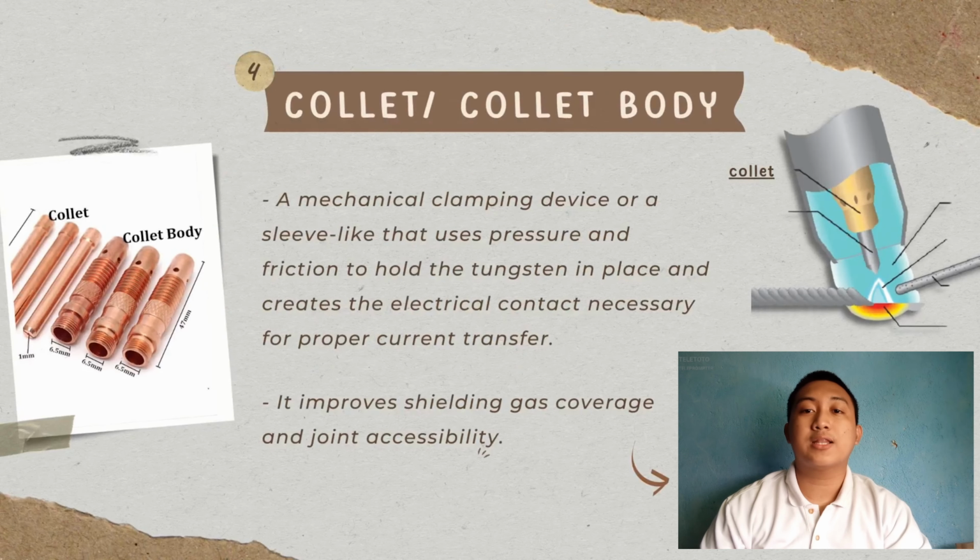I'm Macho Cadiao and we'll tackle the next component. It is what we call the collet body, a mechanical clamping device or sleeve that uses pressure and friction to hold the tungsten in place and creates the electrical contact necessary for proper current transfer. The size of the collet varies according to the electrode size so as to ensure proper and adequate contact for clamping the tungsten electrode. This also serves a more important function as it improves shielding gas coverage and joint accessibility.